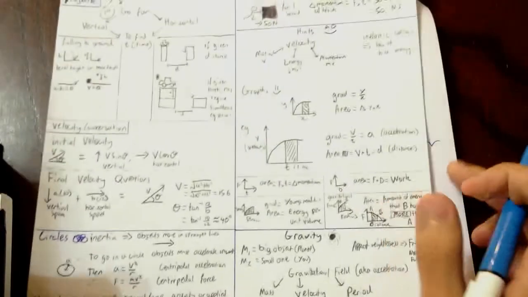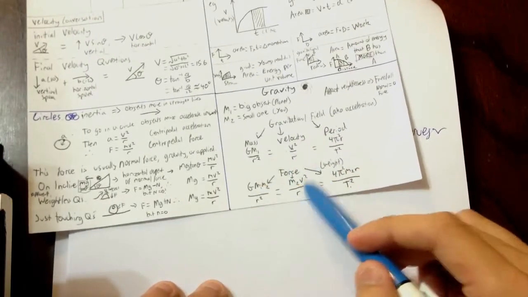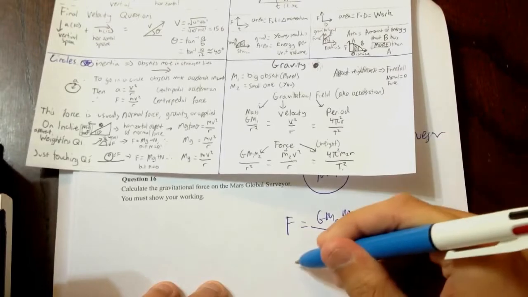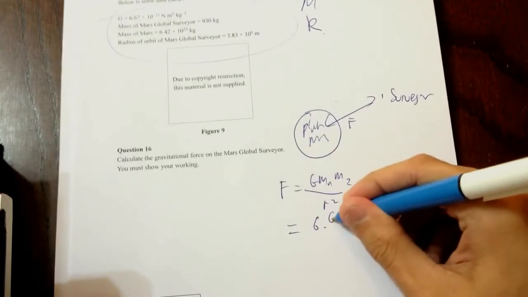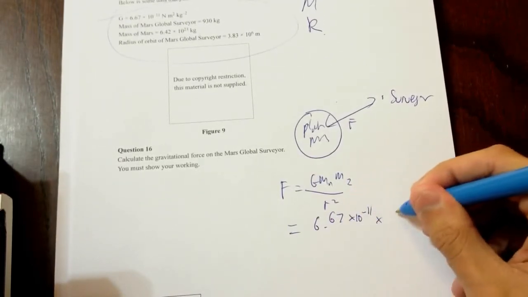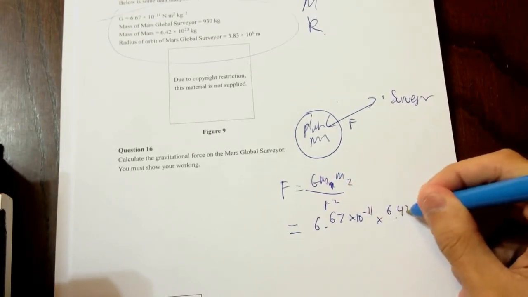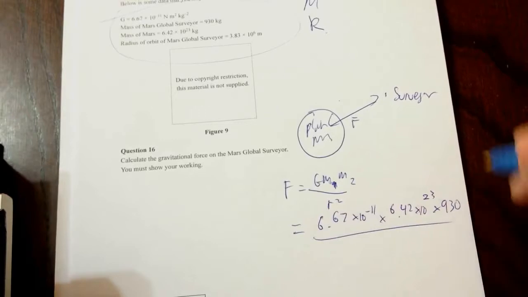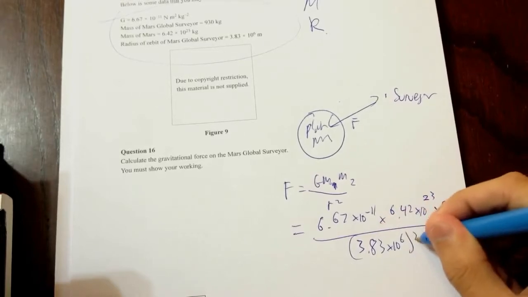So we just use our gravitational force. Force is this. This is in terms of mass, in terms of velocity, in terms of period. What do we have? We have mass. Easy, we just use our mass formula. Force equals G M1 M2 on r squared equals G, 6.67 times 10 to the negative 11, times M1, which is the big mass, 6.42 times 10 to the 23, times 930, over r squared, 3.83 times 10 to the 6, all squared.